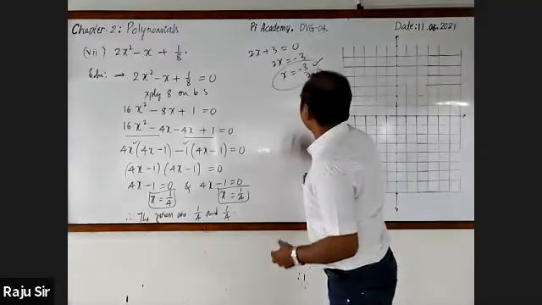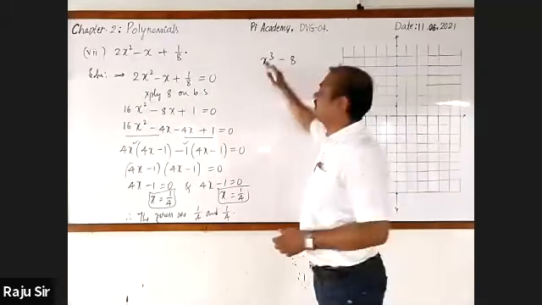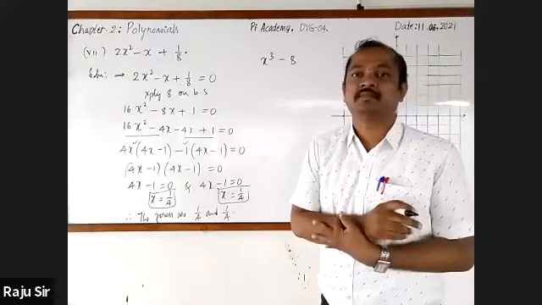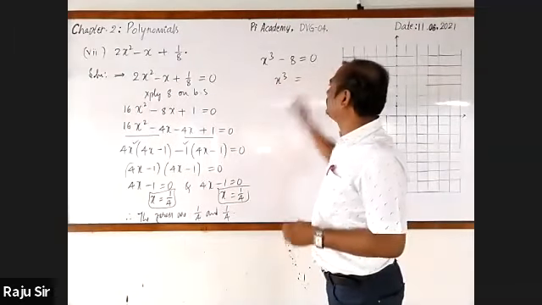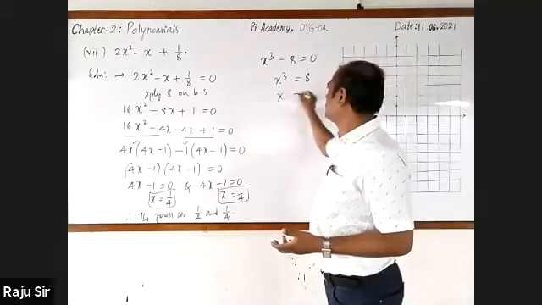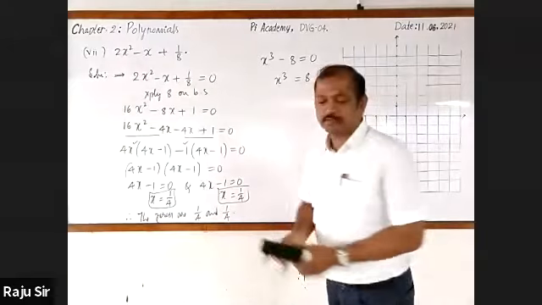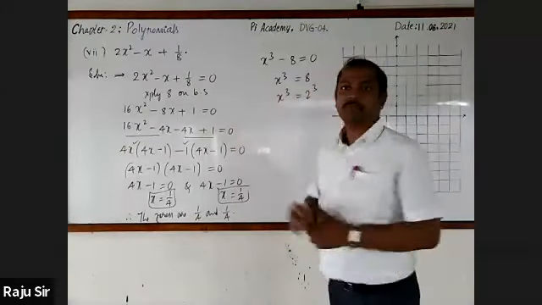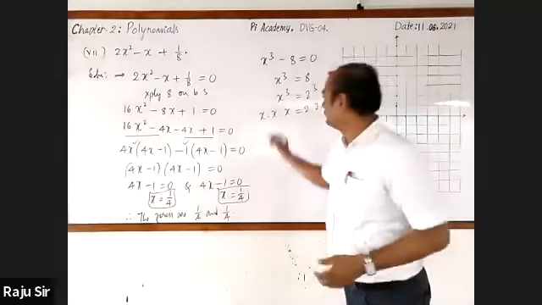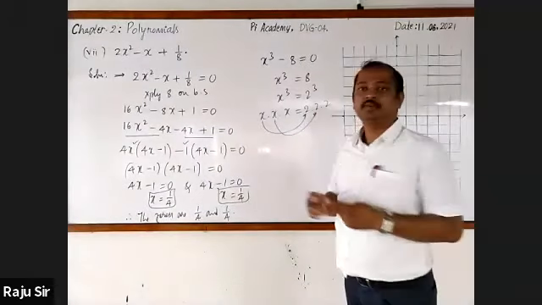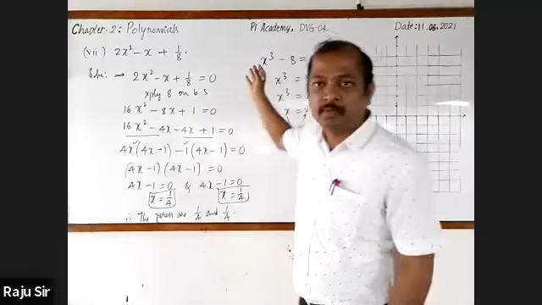And suppose one simple example: x cube equal to 8, or x cube minus 8 is the polynomial. You should find the zeros. It can be written as equal to 0. Then x cube is equal to 8, and you write x is equal to cube root of 8, then you write this as 2, is it not? You also learned that this can be written as x cube is equal to 2 cube. Next, x into x into x is equal to 2 into 2 into 2. Then compare. What is the x value? 2. Second x value? 2. Third x value? 2. So it has 3 zeros. It's a cubic polynomial, it has 3 zeros.